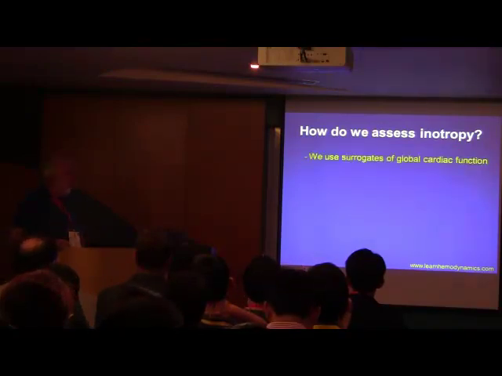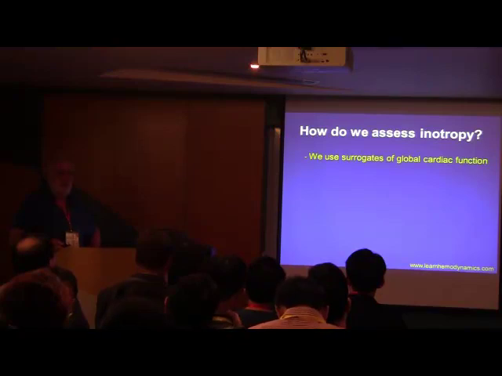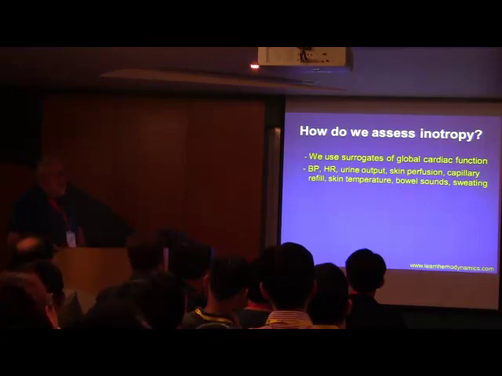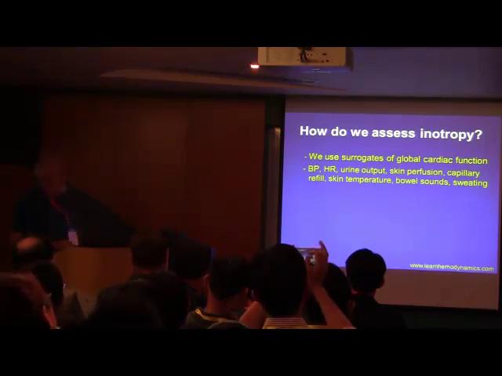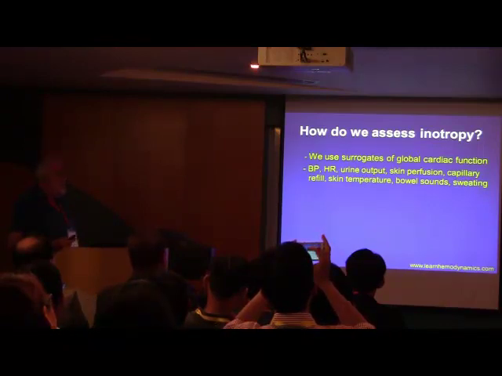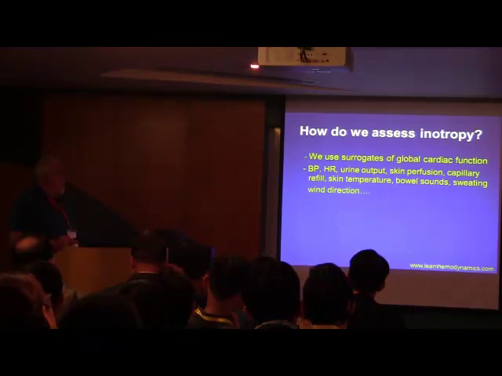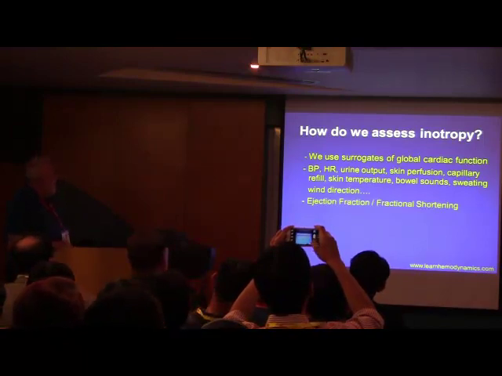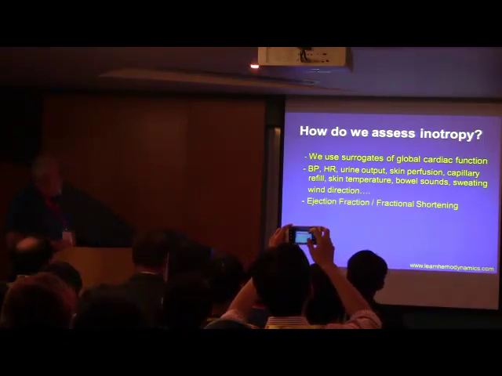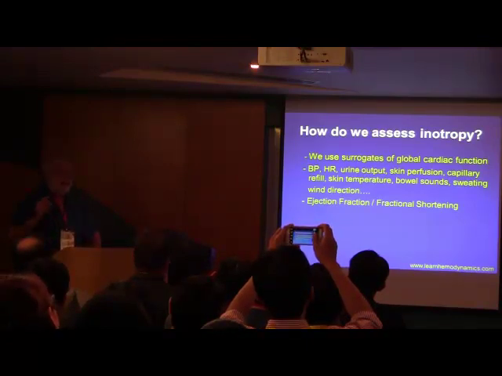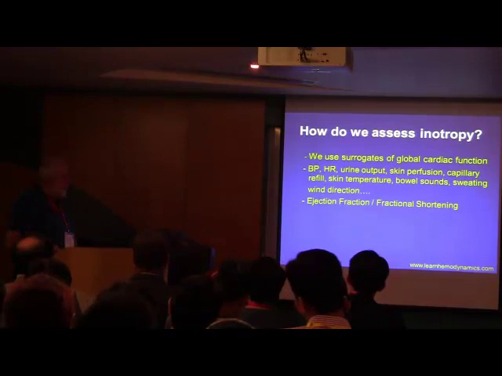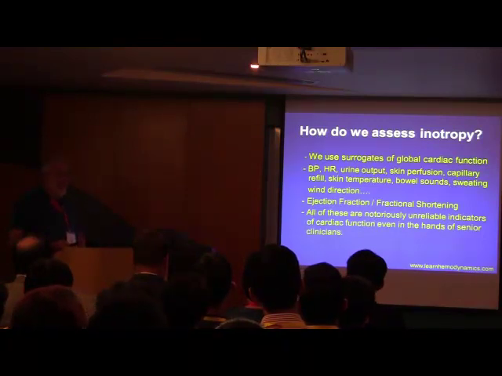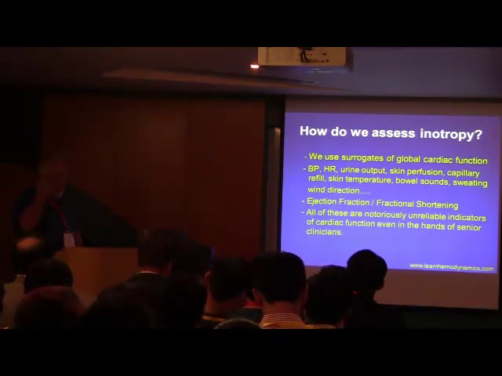How do we assess inotropy? Well, currently we tend to use surrogates of global cardiac function, and these are very suspicious surrogates. We use things like blood pressure or heart rate, urine output if you can wait an hour, skin perfusion, capillary refill, skin temperature, all sorts of things. Wind direction, you know. I don't know, whether they produce wind, maybe. We use, a bit more seriously, and I'm going to upset the cardiologists, things like ejection fraction, which are actually banned as terms in our ICU. They are so dangerous. Because all of these are notoriously unreliable indicators of cardiac function, even in the hands of senior clinicians, like people with hair this colour.